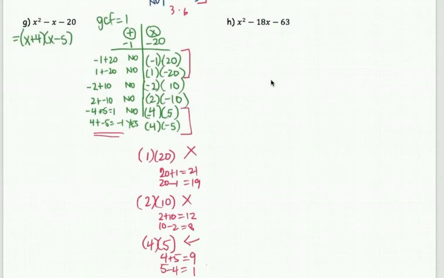Okay. All right. Here's the last one. So we're going through here. Do I see a GCF at all? No, this is a 1 here, right? So GCF of 1. Do they all have a letter? No, this one doesn't have a letter. So we're good. All right, so we're going to add to the middle one, which is negative 18. And we're going to multiply to the last one, which is negative 63.